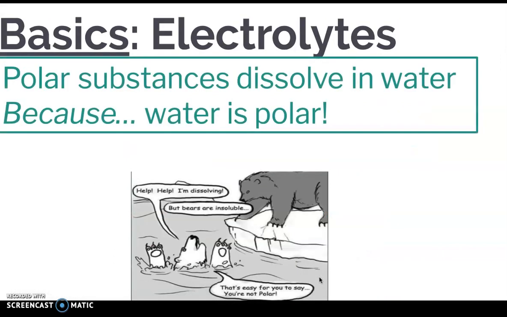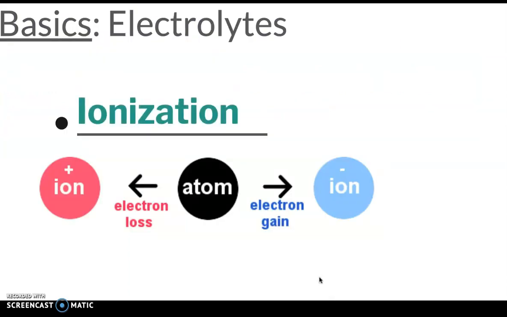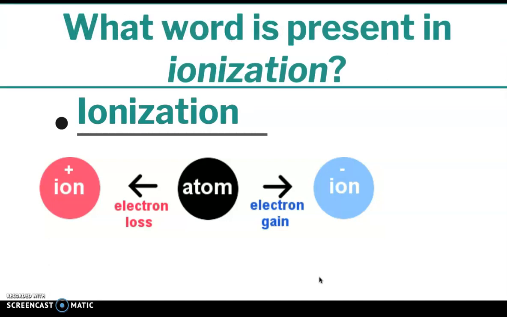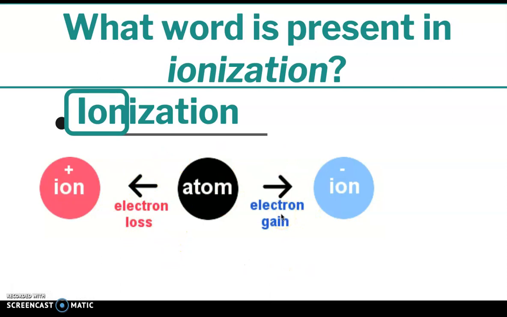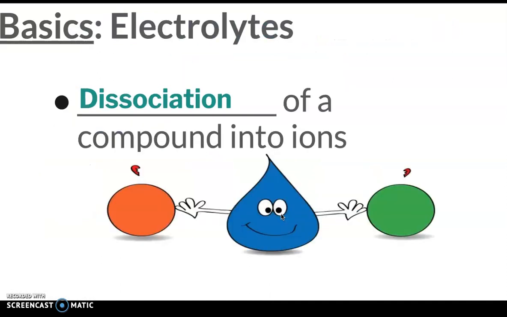So once again, polar substances dissolve in water because water is polar. So we're going to be looking at solubility and polarity, and when a substance dissolves in water, that means it's polar and it has a distribution of charge. Ionization comes into play when we're speaking of charge. What word is present in ionization? The word ion. An ion is formed when an atom either loses electrons or gains electrons. And when this occurs, we have a charge. And this charge is very essential when looking at electrolytes.